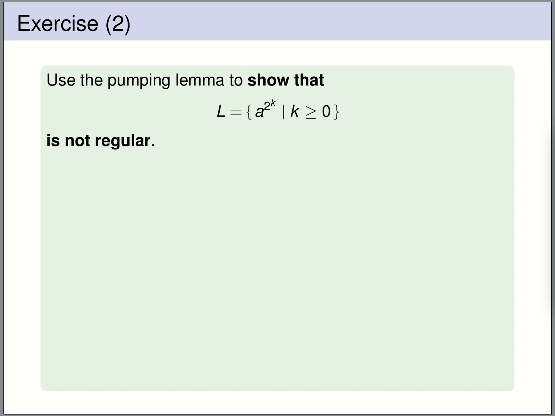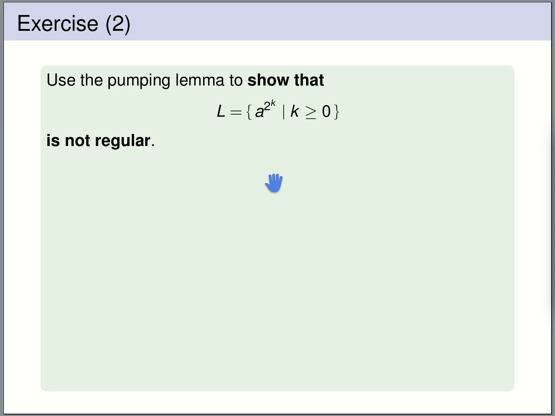Now we are asked to use the pumping lemma to show that this language is not regular. This language consists of words over the alphabet with the single letter a, and the length of the words is a power of 2. So it contains the word a, the word aa, the word aaaa. So the length of these words is the powers of 2, so it's 1, 2, 4, 8, 16, 32, and so on.